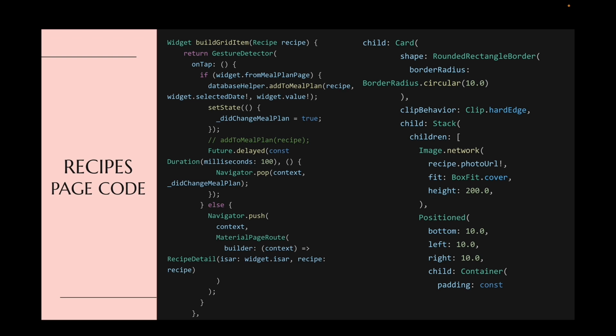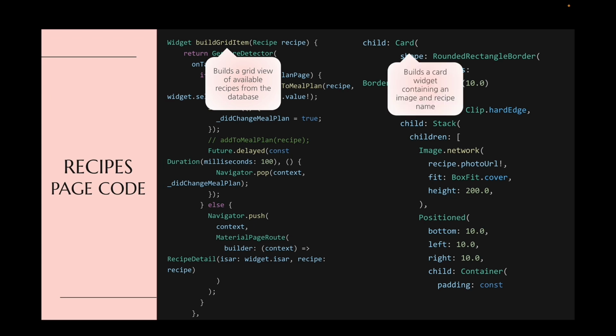Alright, so we have the build grid item. It grabs all the recipes from the database and builds out a grid view of card widgets, which are wrapped in a gesture detector as well. That enables the user to navigate straight to the recipe's detail page by tapping on an image.